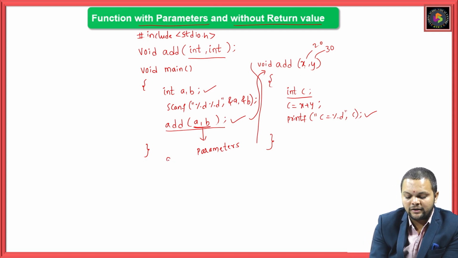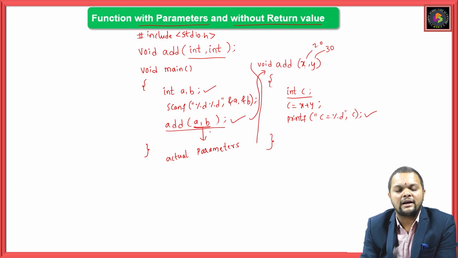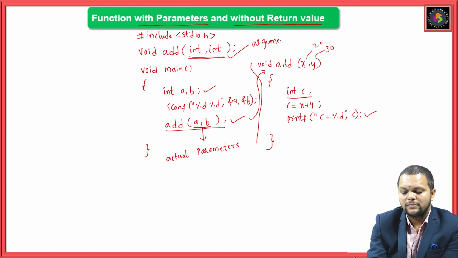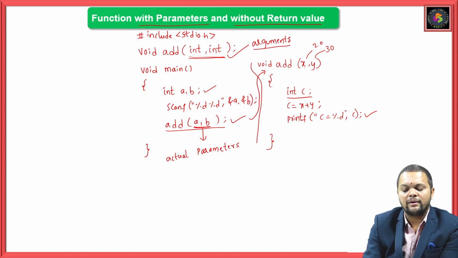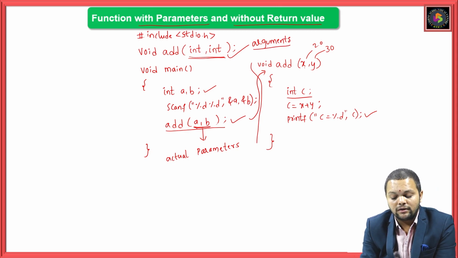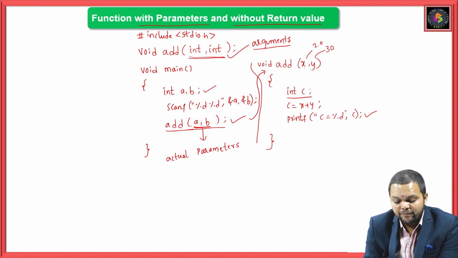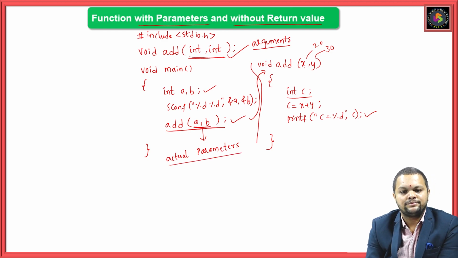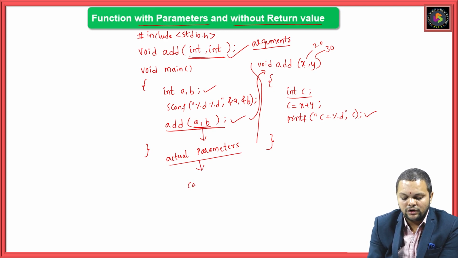So these parameters are called actual parameters. At this point, we'll call this int comma int as arguments. If an argument is holding some value, I'll say that as a parameter. And if parameters are in your calling function, it is called actual parameters. If parameters are in which function? Calling function. Then we can say it as actual parameter.